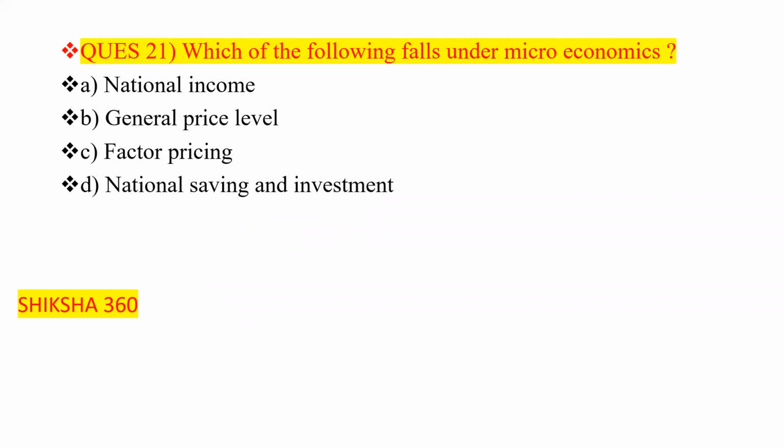Question number 21. Which of the following falls under microeconomics? Option A is national income. This is macro. Option B is general price level. This is also macro. Option C is national saving and investment. This is also macro, an overall level. So option number C is the correct one.